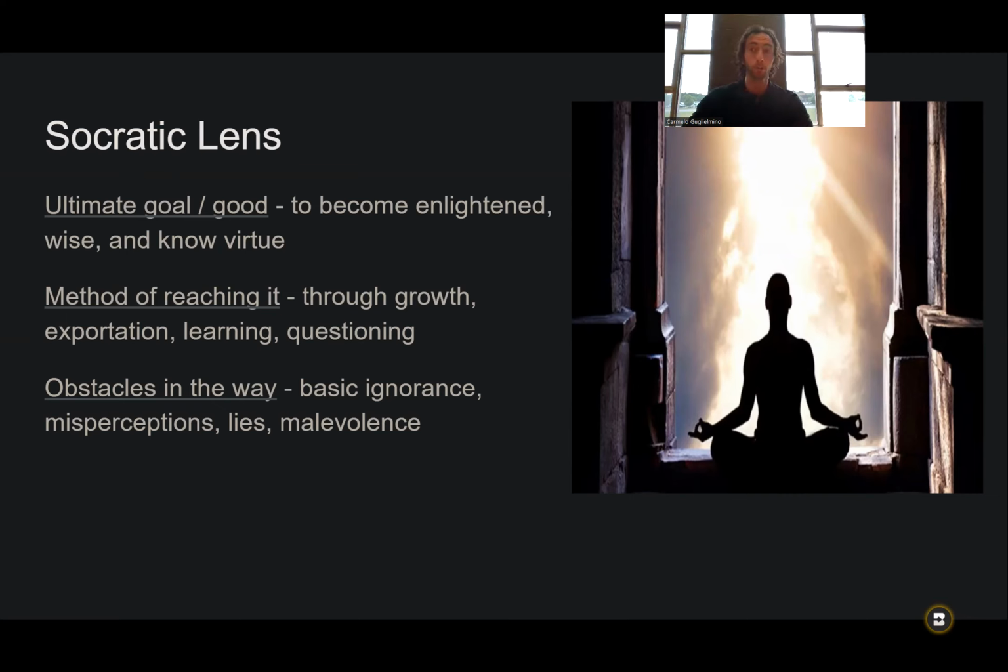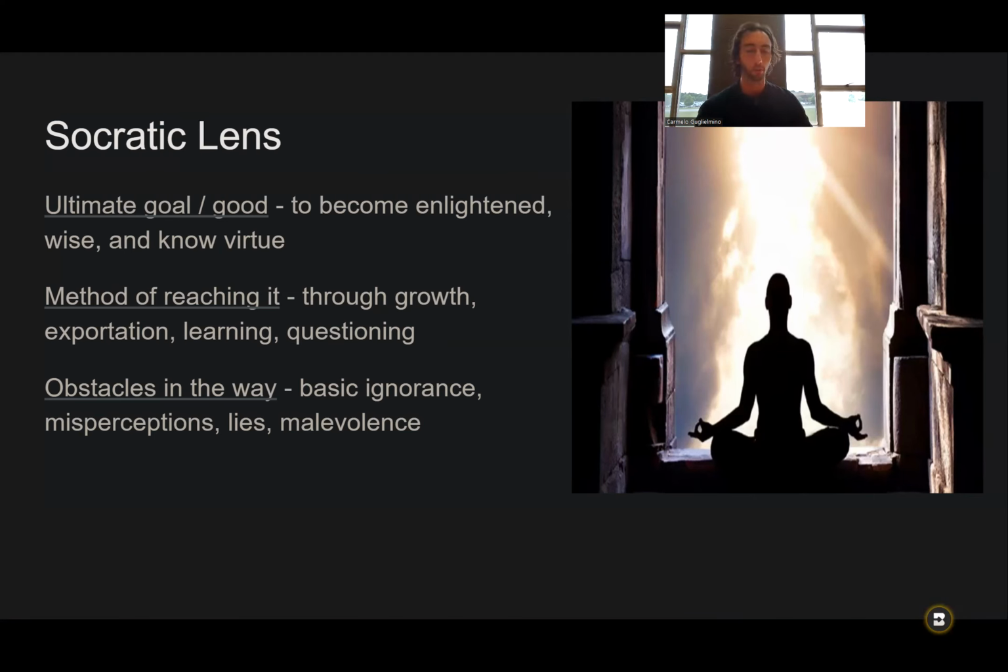The Socratic lens would look at that story and say, Jay Gatsby's major error here is that he is not chasing the right goal. He is believing in a lie, the lie of the green light, right? The lie that he could recreate his past, or that he should even try to create his past. That would be something that Socrates would really fixate on and say, this person is completely veiled in ignorance and not going towards the truth.